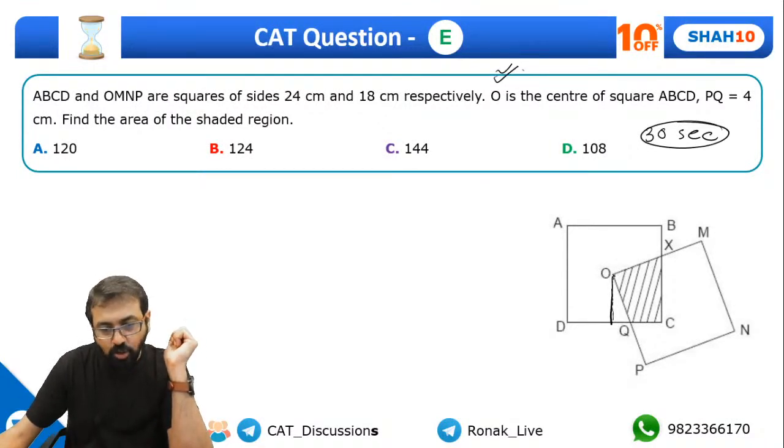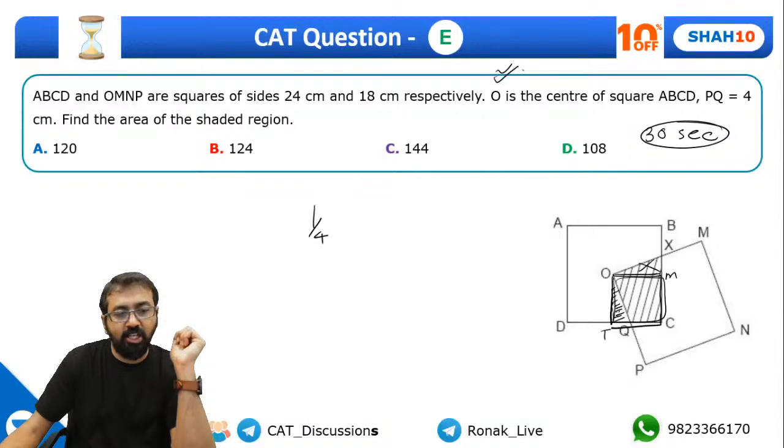What if I drop a perpendicular from here also? Can I say these two triangles are similar? Yes or no? So we can replace this triangle, this OMX, by say OTQ. We can replace this one by this one. So now I need to find out the area of this one, which is nothing but 1/4 of the area of the bigger square. So 1/4 of 24 square. So it will be 144.